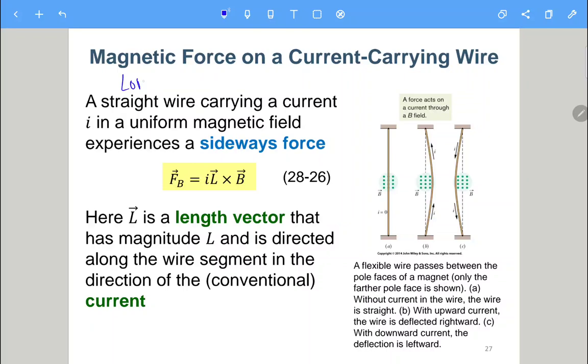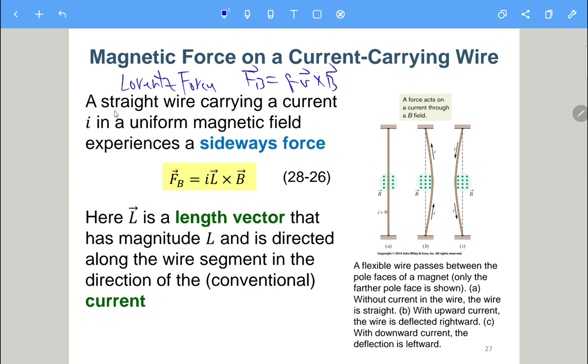So here we talk about the magnetic force on the current carrying wire. At the very beginning of this chapter, we learned about the Lorentz force, F equals Q times V cross B, something like that. Actually, I will say this is another version of the Lorentz force. The mechanism itself is actually from the Lorentz force.